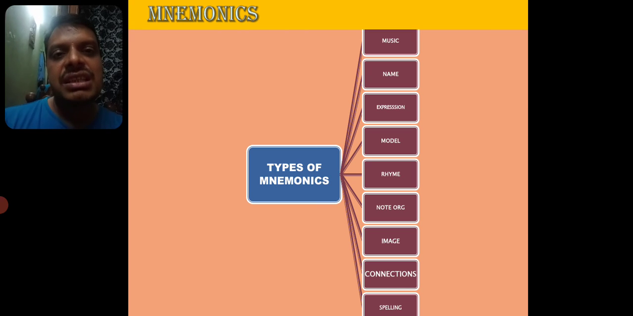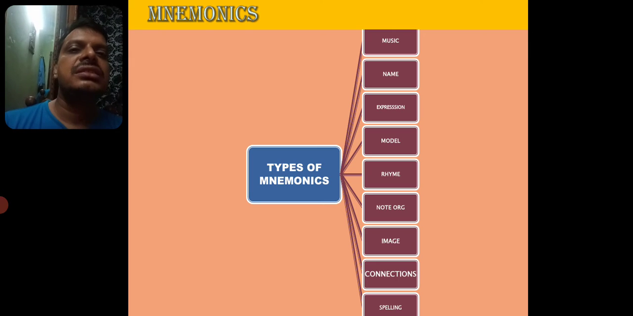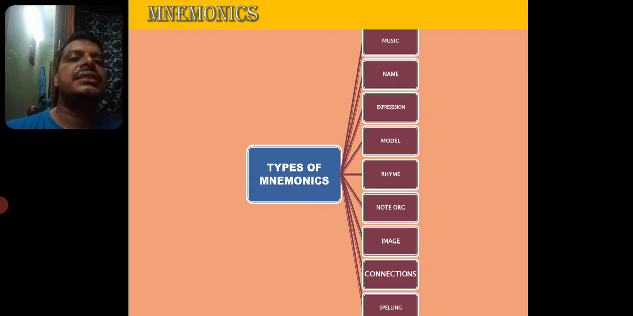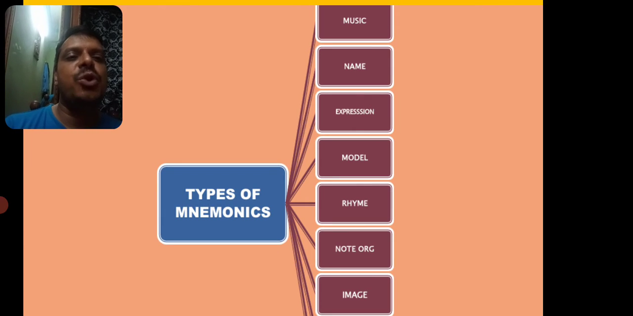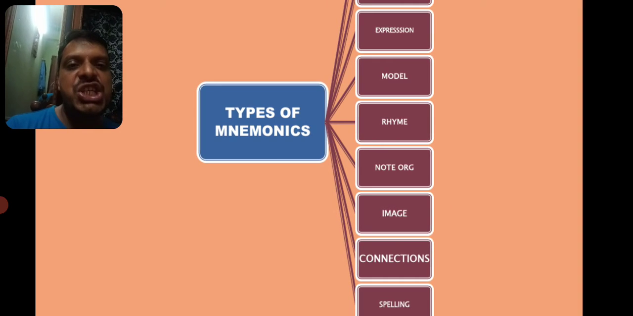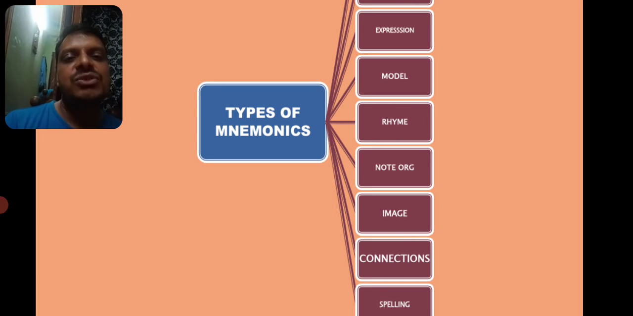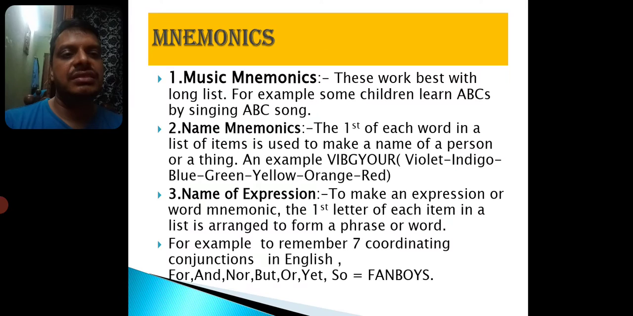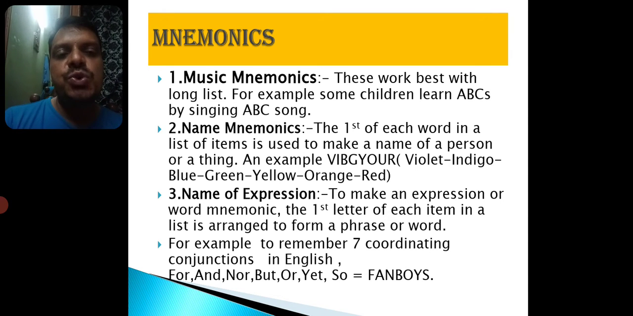You see that mnemonics can be categorized into 9 major categories, which are called music mnemonics, name mnemonics, expression mnemonics, model mnemonics, rhyme mnemonics, note organization mnemonics, image mnemonics, connections, and finally spelling mnemonics. Let's go through one by one.